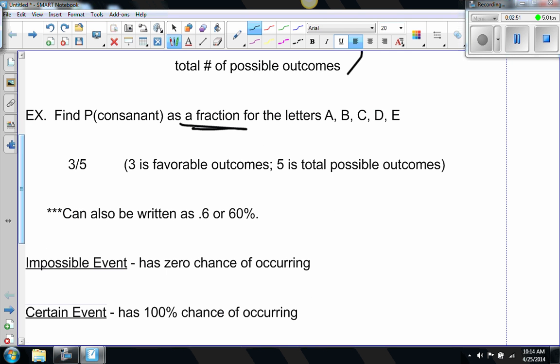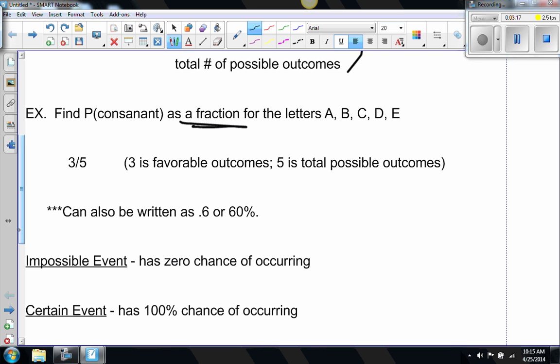A certain event has a 100% chance of occurring. So it absolutely will happen no matter what. There's no chance that it will not happen. Okay? Something that is absolutely certain. That if I drive a car, I'm going to use gas, right? If I'm driving a gas-powered car, that is, not an electric-powered one. Something that has a 100% chance of happening.